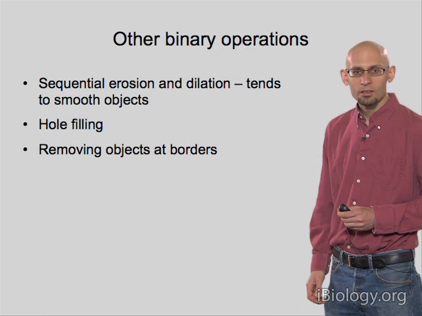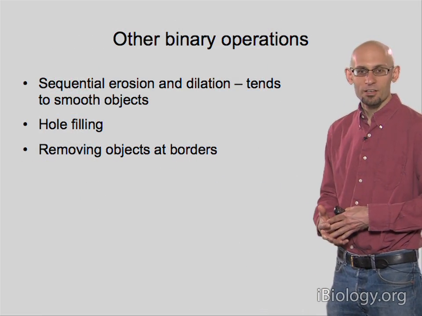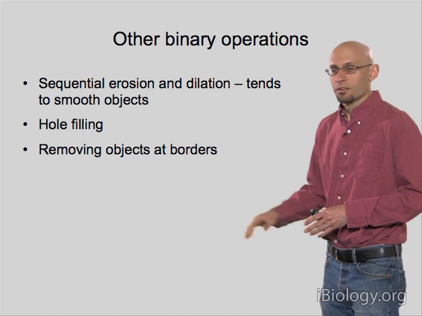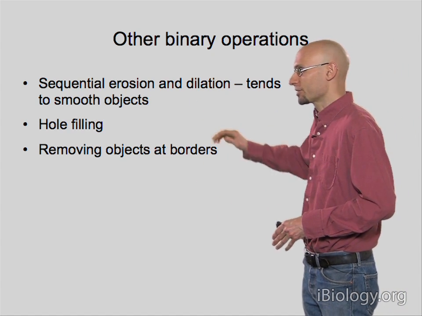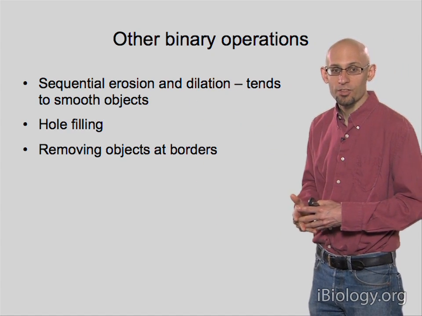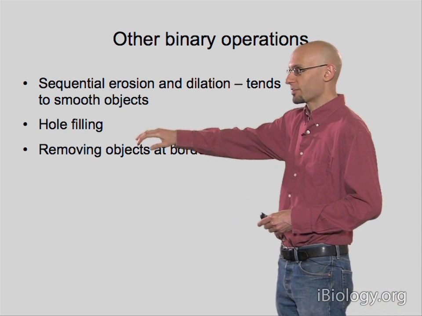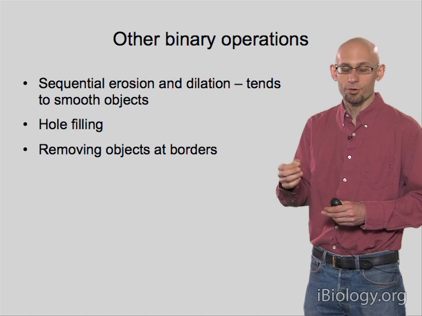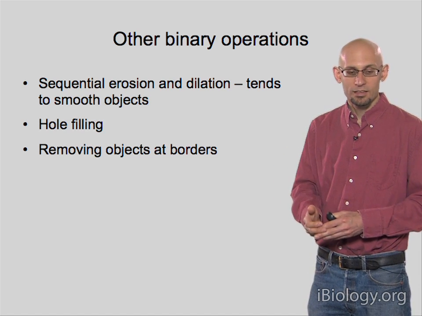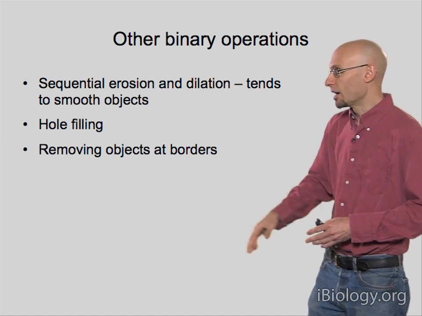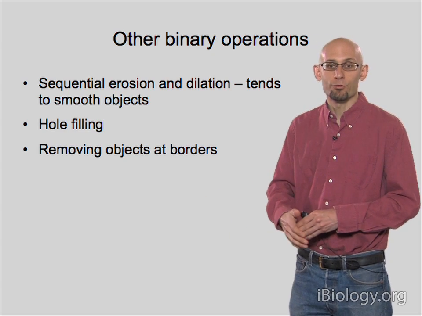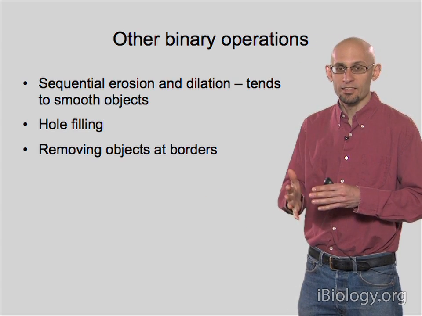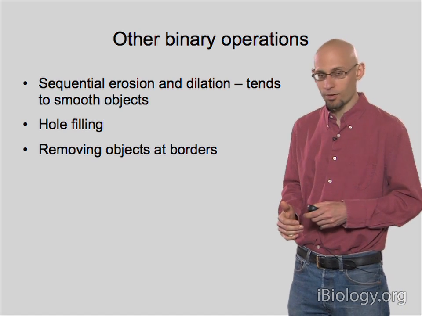There are a large number of other binary operations. If you go into a program like MATLAB, there's probably 20. So you can find automated versions of sequential erosion and dilation for doing smoothing. There are operations like hole filling. So if you have 0s completely surrounded by 1s, you set those 0s to 1s, which is very nice for making contiguous closed objects. And then there's things that will do stuff like removing objects at borders, which is very useful for removing data that's at the edge of your image that's partially cut off that you wouldn't want to quantify.